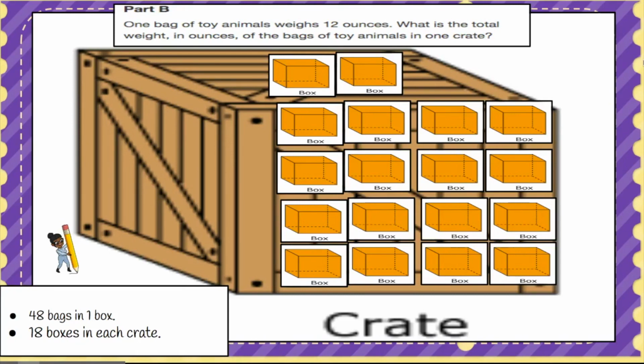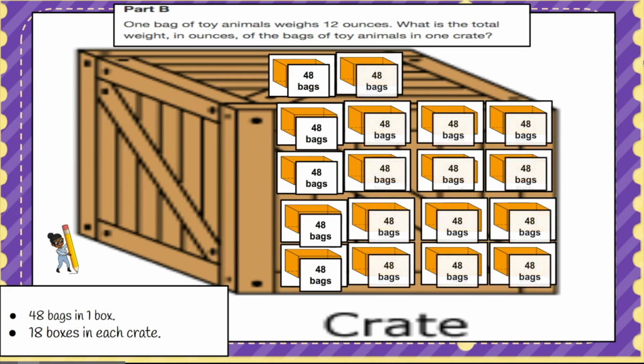In part B, we're looking for the total weight in ounces of the bags in one crate. In one crate, there are 18 boxes with 48 bags in each one of them. First, we must figure out how many bags we have altogether. Once we know that, then we can figure out how much the bags in one crate weigh. It's your turn now to do part B. Come back next week to see if we came up with the same answer.